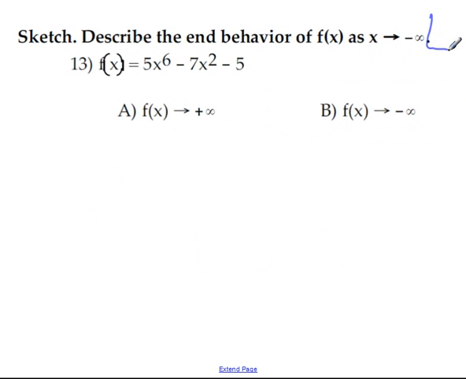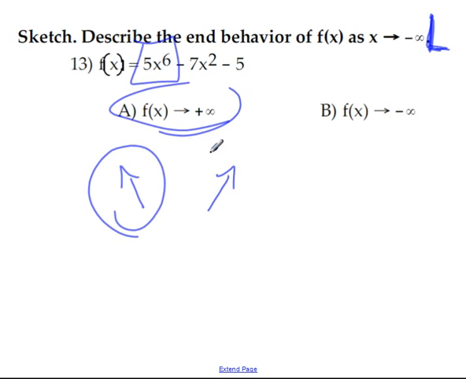13. This time we're talking about our left side, the negative infinity. So what's happening on the left? Again, here 5 is positive, so my right side is up. Even number means my left side is going to match, so my left side is going to be positive infinity.